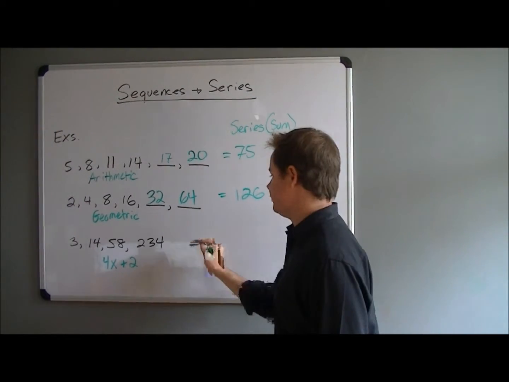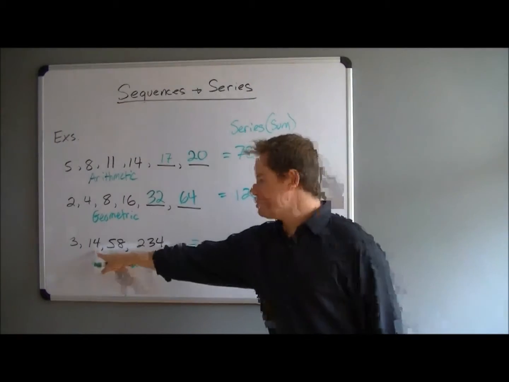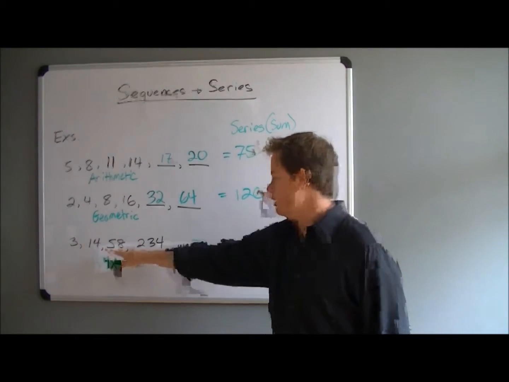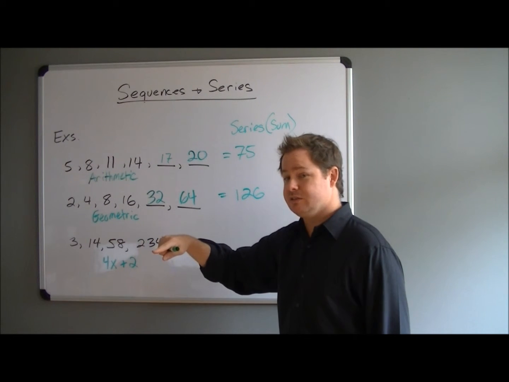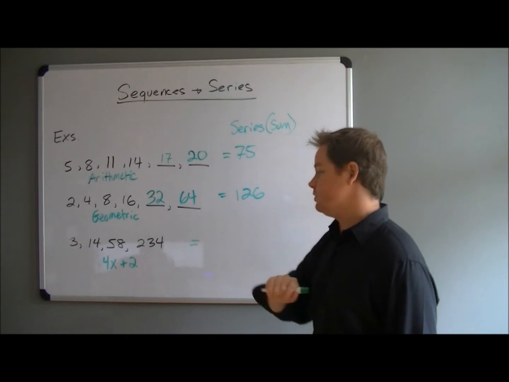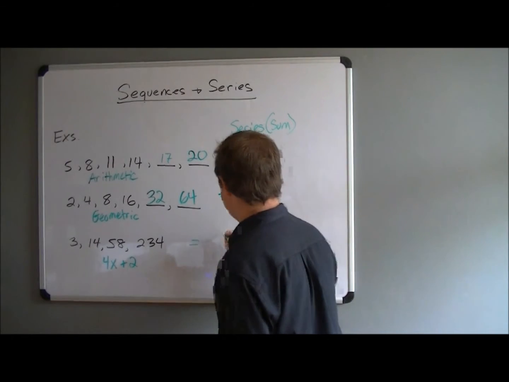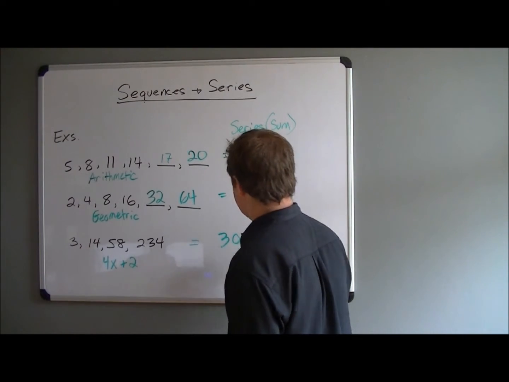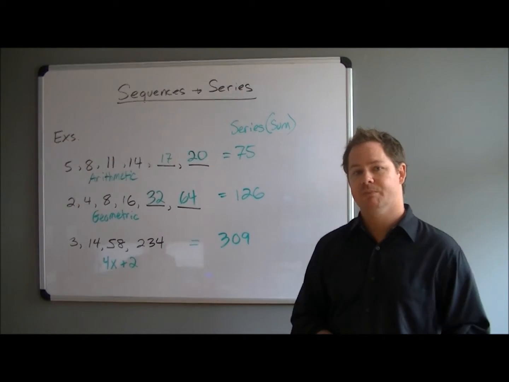And our last example for the complex sequence that we have at the bottom, 3 plus 14 would give us 17, plus 58. Can we do that in our heads? If you got 75, that's correct. And then 75 plus 234, if we do that in our head, that gives us 309. So 309 would be the sum of that series that we see on the bottom of the page.